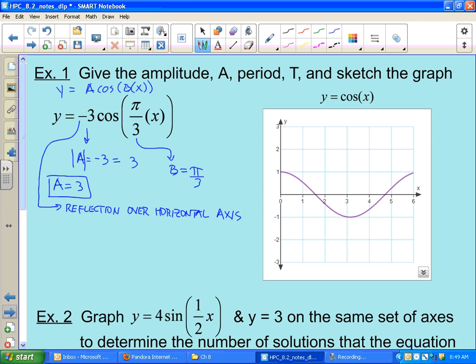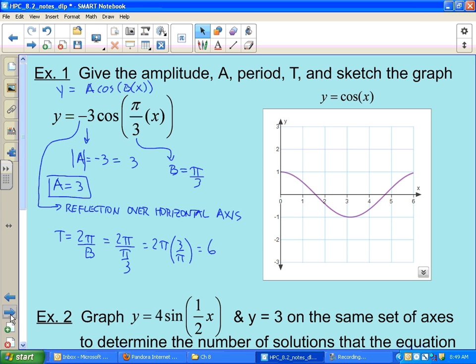Let's develop the B a little bit further. So remember that B helps me find period through this equation, 2 pi over B. So if we find our period by putting 2 pi over pi over 3, and then when you're dividing, we're multiplying by the reciprocal here. So I get 6 is my period. Again, we're talking about radians here. So there's my new period.